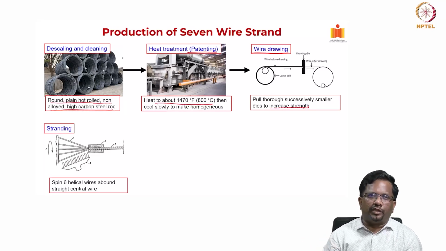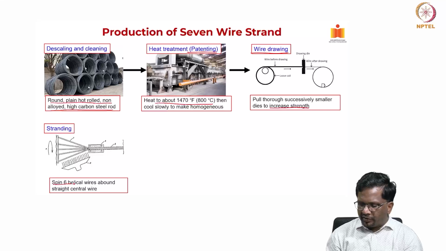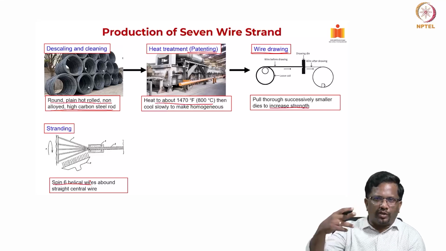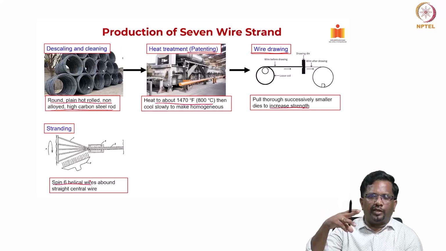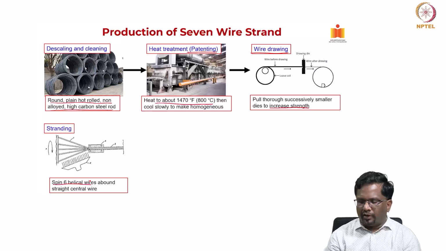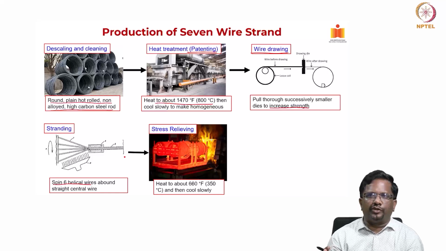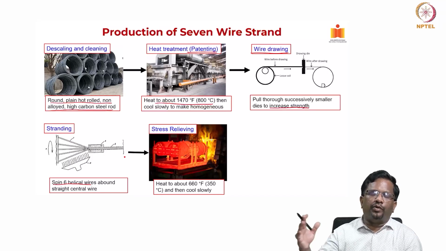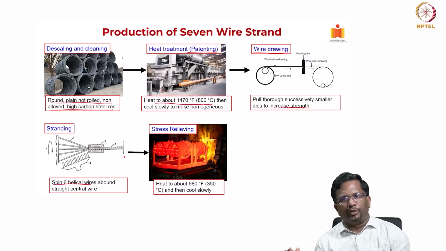Now, once the basic wire is formed, we do something called the stranding process. What is the stranding process? We spin 6 wires over a central wire, like I told you, 7-wire strand. You will have one central wire, and the remaining 6 will be helically wound on top of the central wire. That process is called stranding. After stranding, depending upon how you do the later stages, you have 2 types of strand. One is a stress relieved strand, another one is a low relaxation strand.